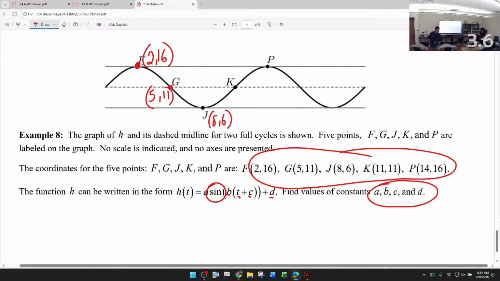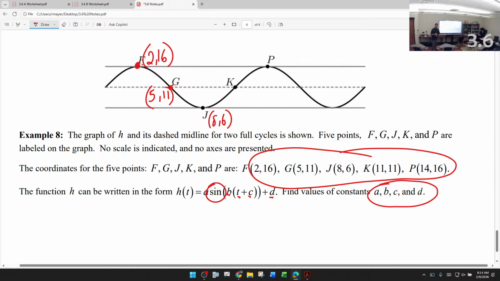Dax, what's A? Don't give me the value. Tell me what the word is for A. Don't say it like a question. Everybody okay with that? It's kind of nice. It's A, amplitude.